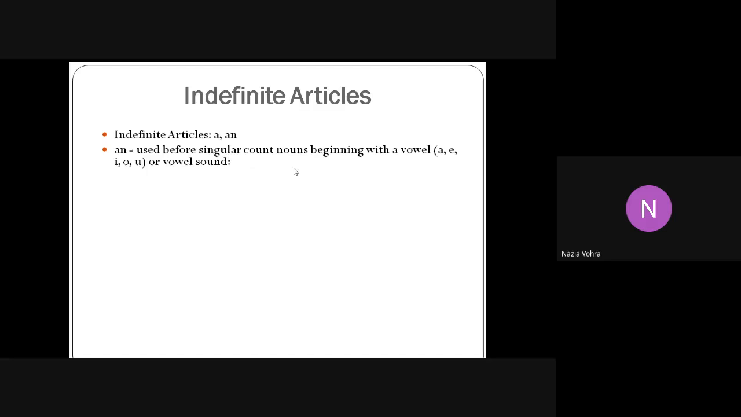So now let's first understand what are indefinite articles. Indefinite articles are A and AN. Where do we use the article AN? It is used before singular count nouns beginning with a vowel, which is A, E, I, O, U, or a vowel sound. Sometimes it is only the sound of a vowel, not the vowel itself, but if it's a vowel sound, even then we use the article AN.